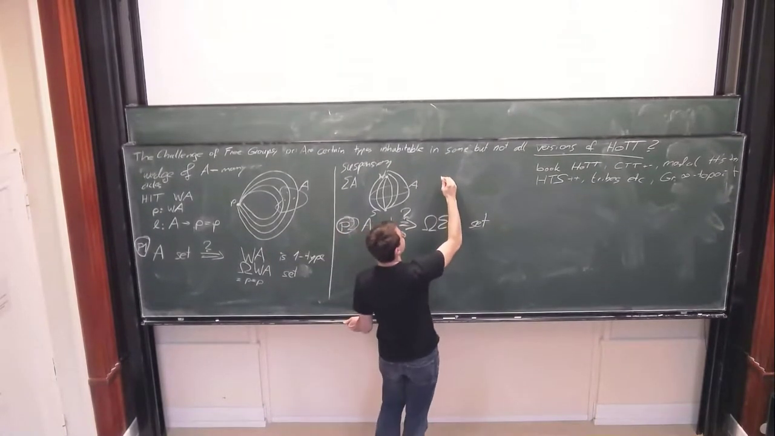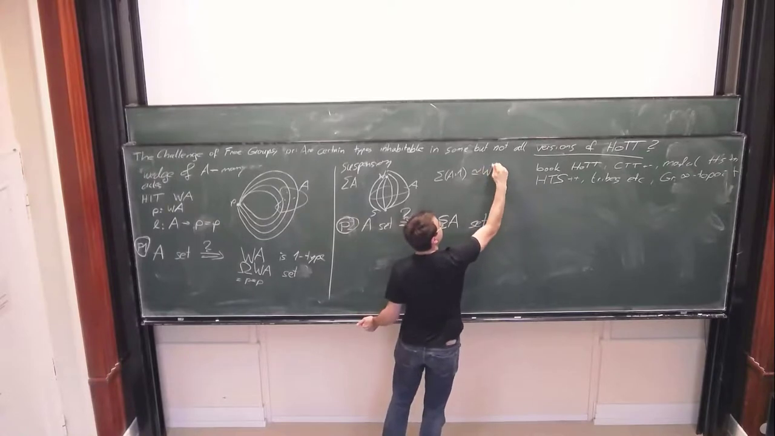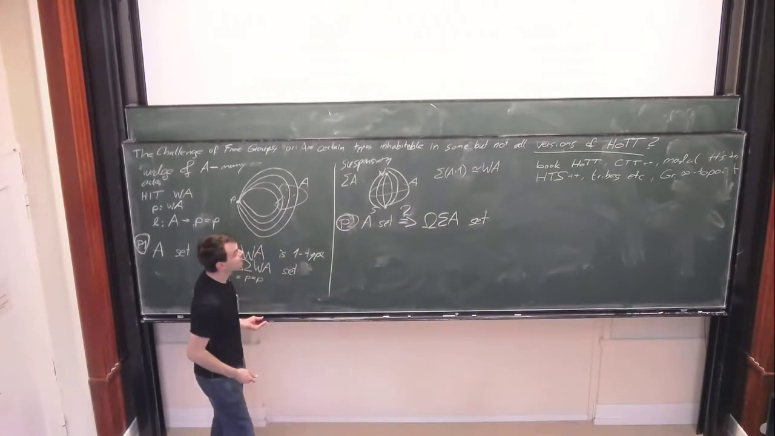So, sigma of A plus 1 is equivalent to delta A. Okay.